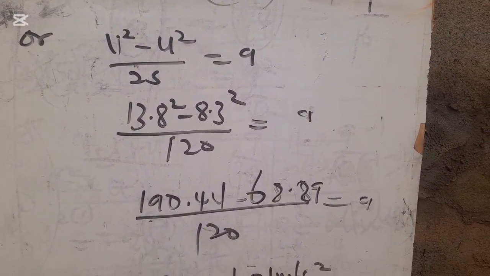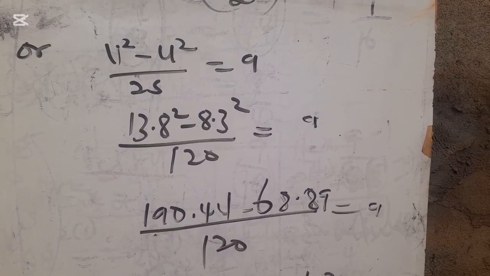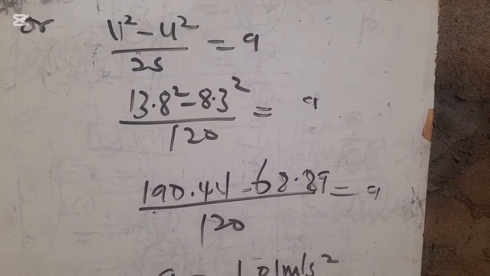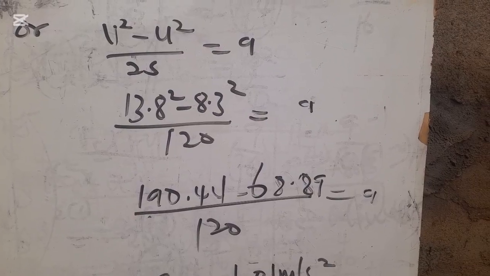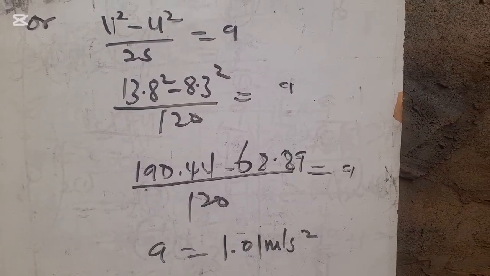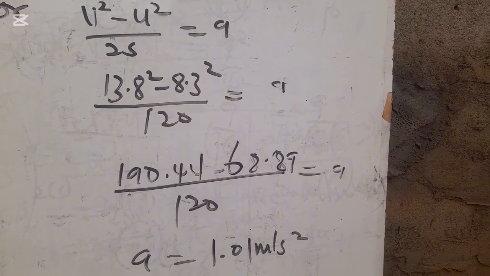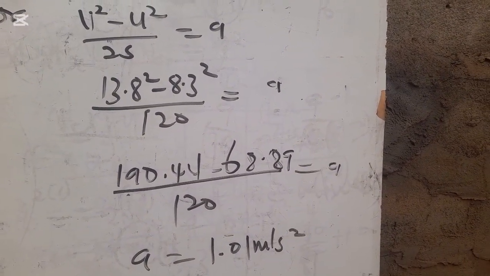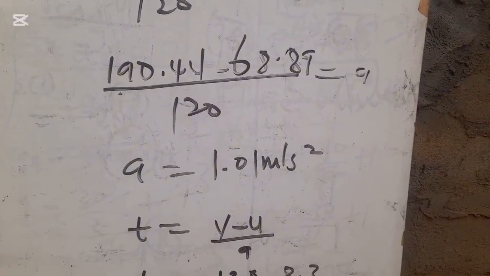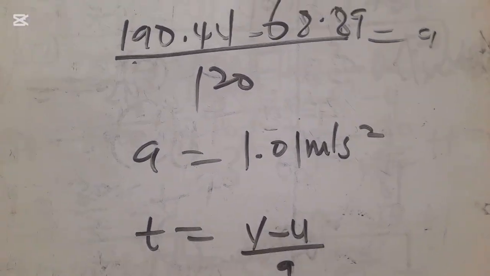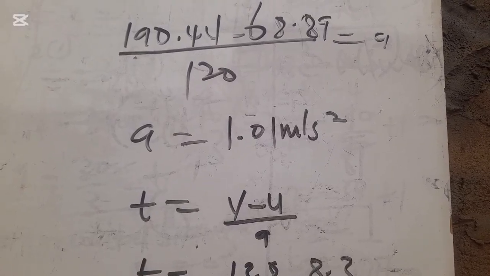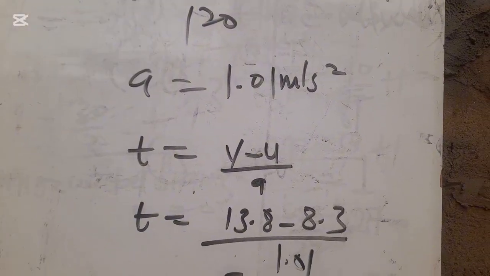So 13.8 squared minus 8.3 squared gives us 190.44 minus 68.89, all over 120. When you subtract that, it gives you 121 point something divided by 120. It gives us the acceleration to be 1.01 meters per second squared. So when you do that, you have your time.